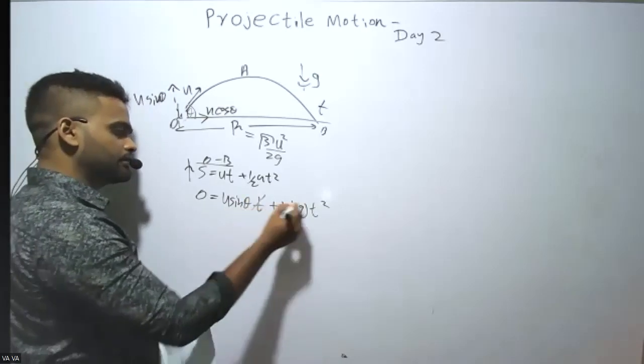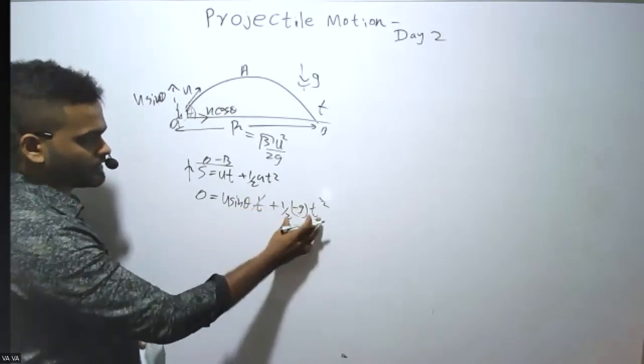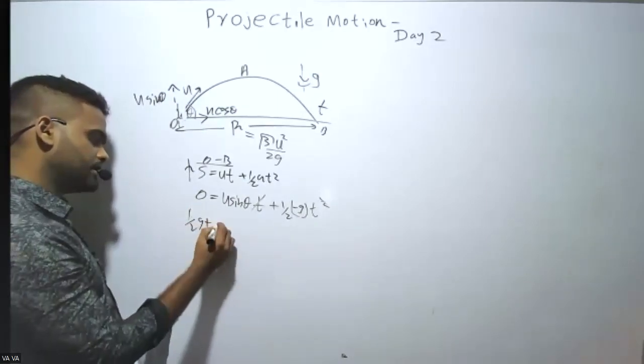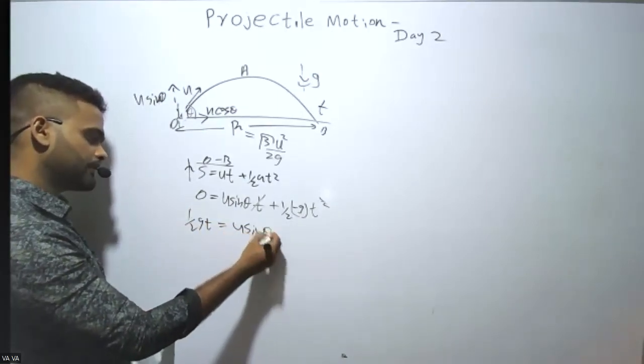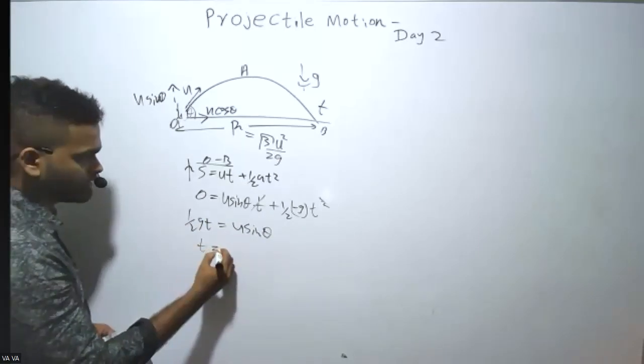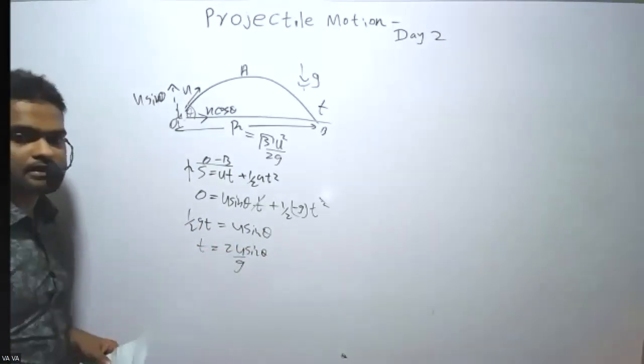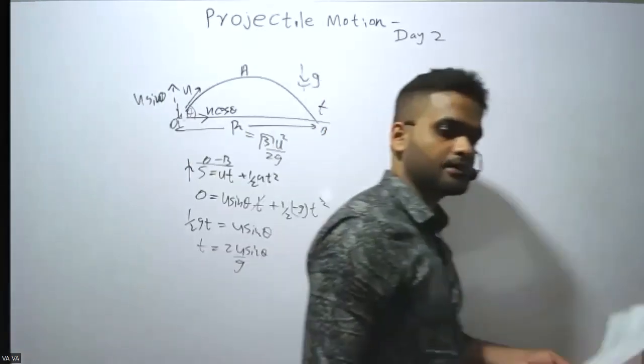Then divide the whole equation by t and put this term on the other side. Half g t equals u sine theta. Cross multiply: t equals 2u sine theta divided by g. So that's the flying time. We derived this earlier as well, right?